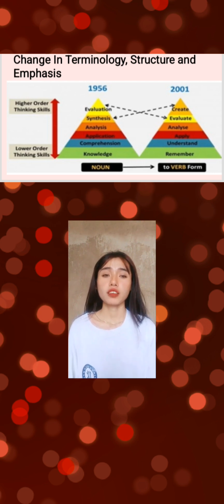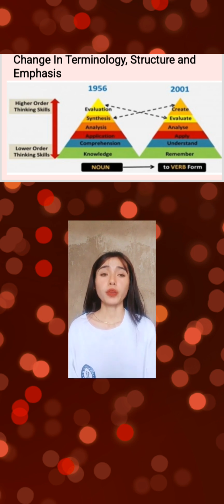The sixth is creating. This is the highest level involving generating new ideas, products, or ways of viewing things. It encompasses designing, constructing, planning, and producing. For example, creating, designing, constructing, planning, or producing, inventing.